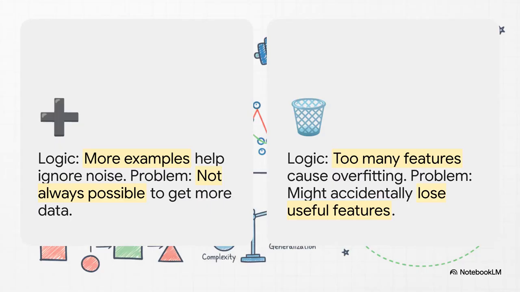But see, those first two approaches have some real-world limits. Getting more data? That's often super expensive or sometimes just flat out impossible. And with feature selection, where you're manually kicking out some of your inputs, you're always running the risk of throwing away something that was actually important.